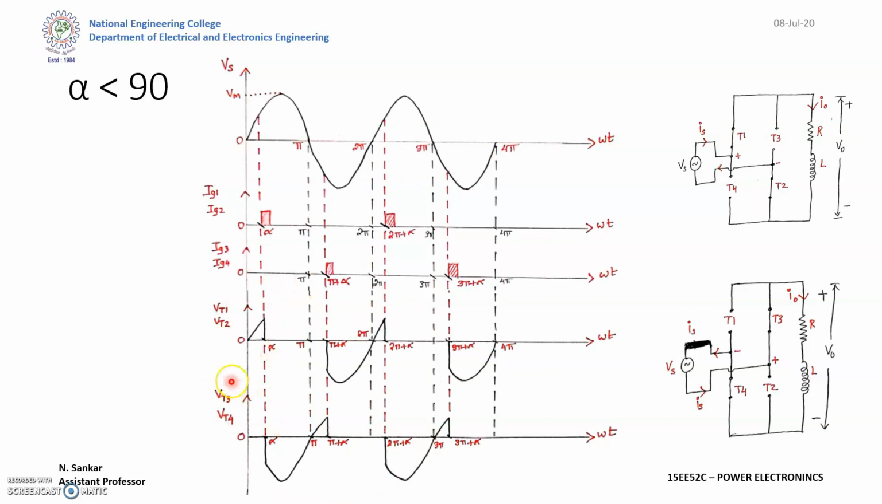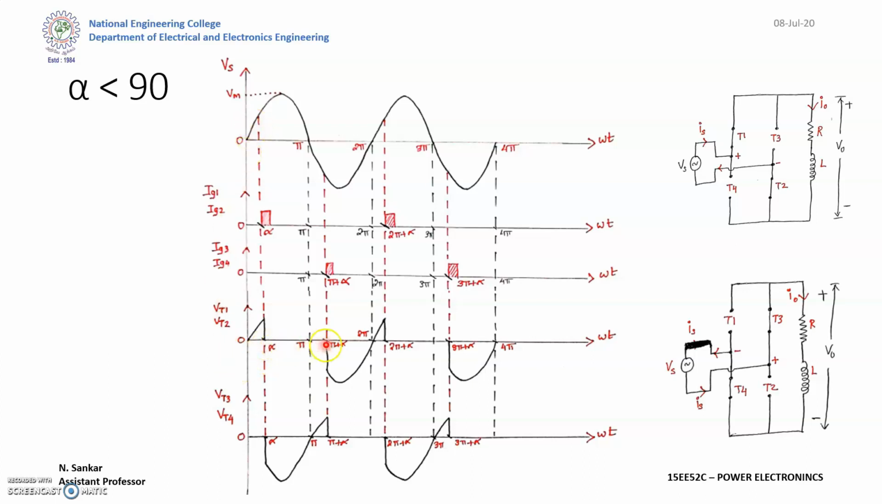So this is the voltage across thyristors T1, T2 and T3, T4 when they are in off condition. From 0 to alpha, thyristors T3 and T4 are turned on, so the voltage across them will be 0. At this point, T1 and T2 are in off condition, so they will follow the voltage of your input. So this is the point.